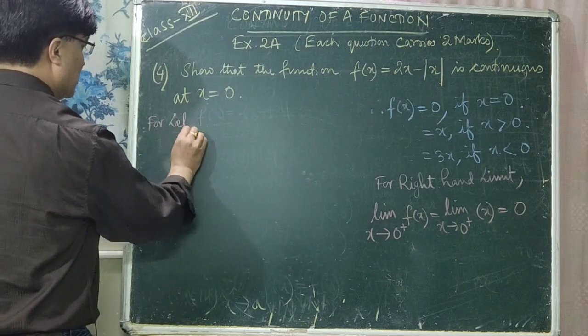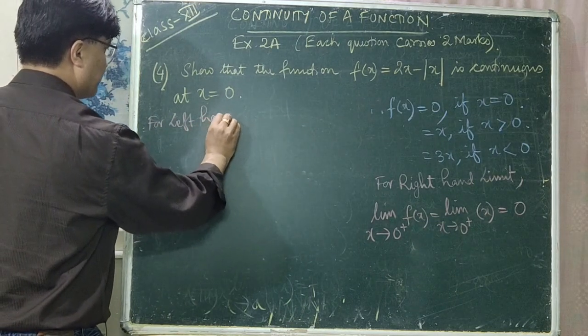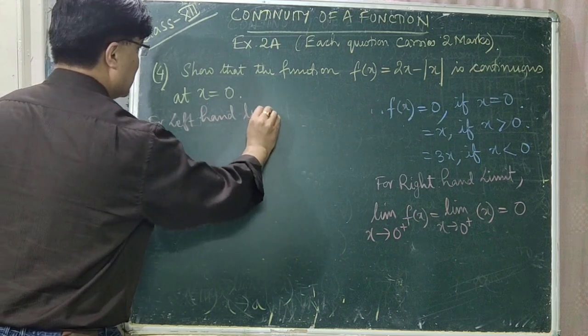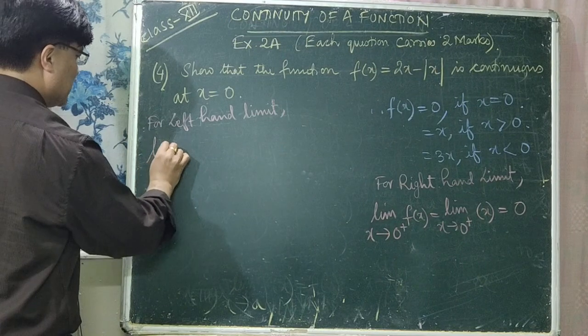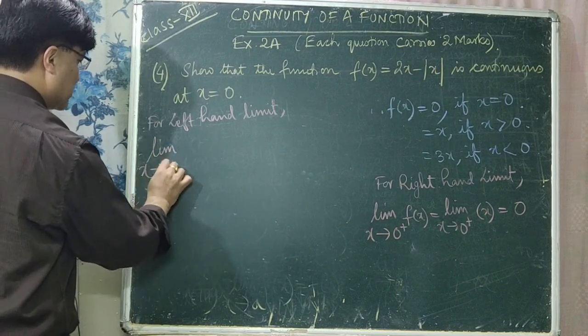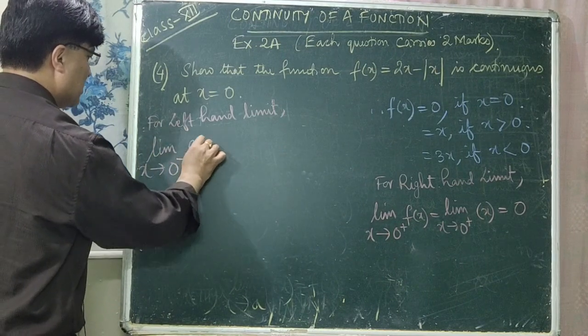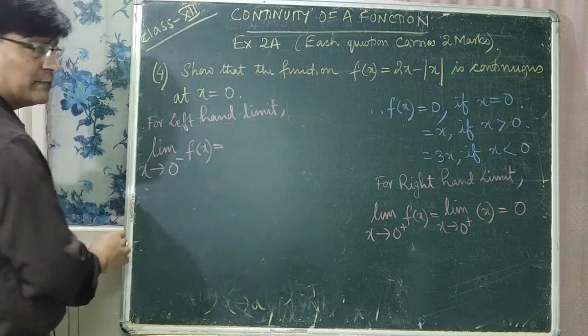For the left hand limit, how will you write it? Limit x tends to 0 minus f of x. What is meant by it?